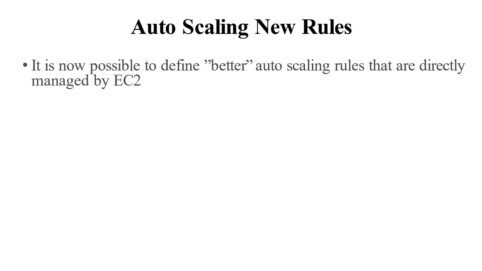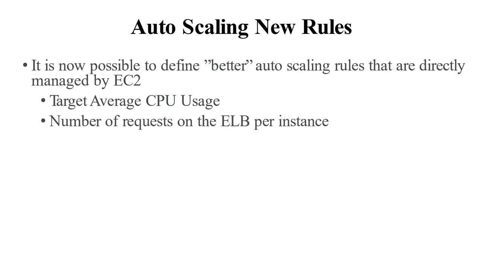But what are the main rules that we can use while defining the scale out or scale in? On the basis of the average CPU utilization, we can define the policies, or the number of requests on the ELB per instance. That means based on the load on the instance which is routed from the ELB, we can define the scale out and scale in policies. If the load reaches some specific count, then do the scale out. Or if the load from the ELB to the instances decreases per instance, then scale in.